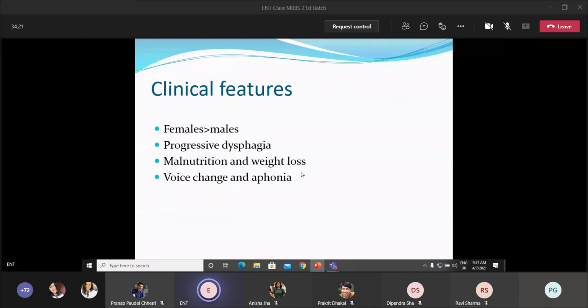Clinical features, females are affected more than males. There will be progressive dysphagia, because obviously there is a growth and the patient won't be able to swallow comfortably. And because of that, there will be malnutrition and weight loss. And if it pushes the larynx or if it involves the larynx, then there could be voice change, and sometimes there can be aphonia as well.